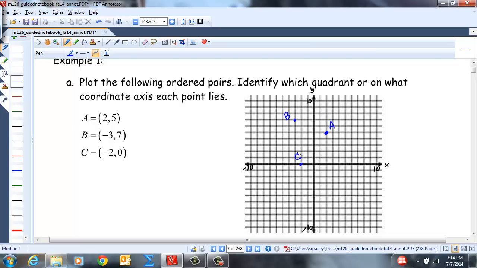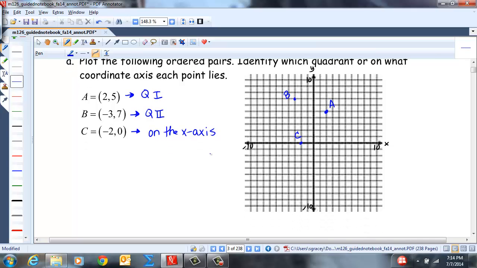So let's talk about where these guys are located. Point A is located where? Good. Quadrant 1. How about point B? Quadrant 2. Very good. How about C? That's kind of tricky, right? This is located on the x-axis. Awesome. Doing okay so far? Woohoo! All right, let's keep going.